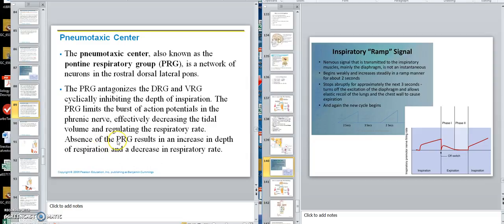Absence of this pneumotaxic center, or the pontine respiratory group, PRG, of which pneumotaxic is one, results in an increase in the depth of respiration and a decrease in the respiratory rate. Okay? So really, when you think about it, the two main centers in the brain that are working are the VRG and pneumotaxic, and maybe some of the DRG.